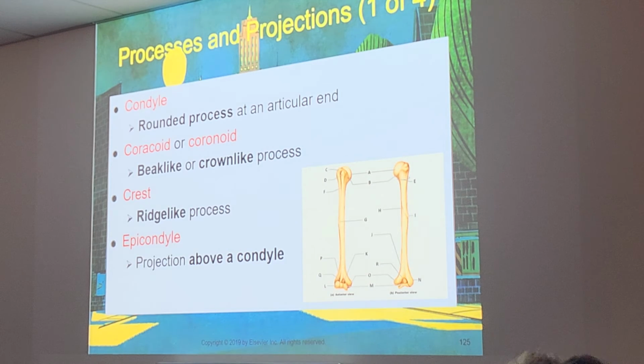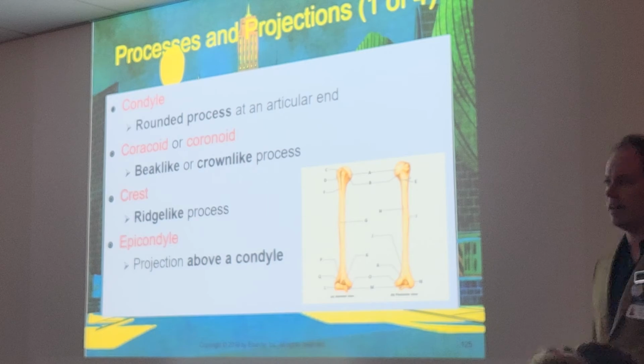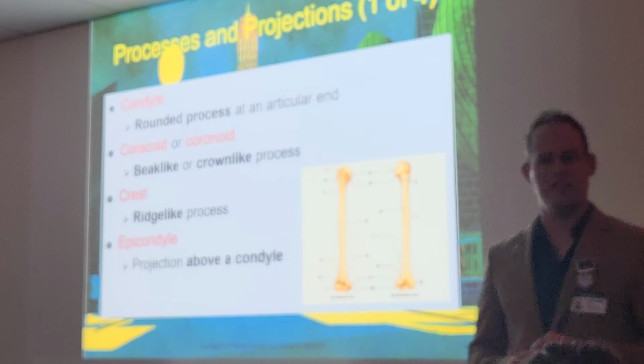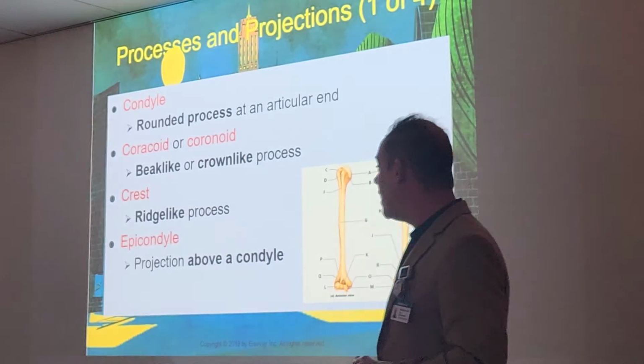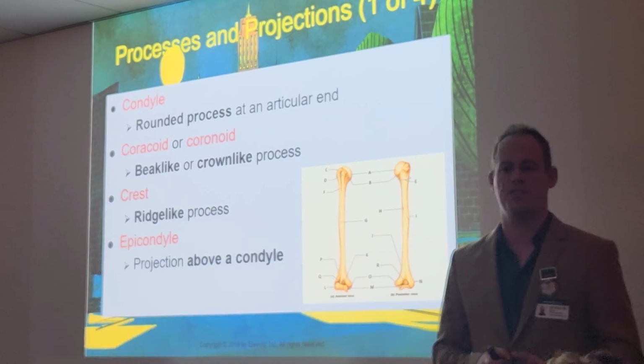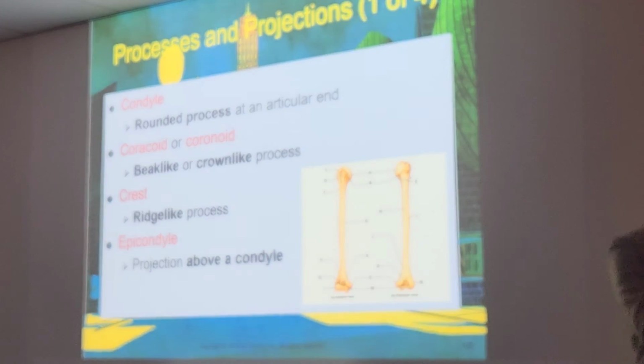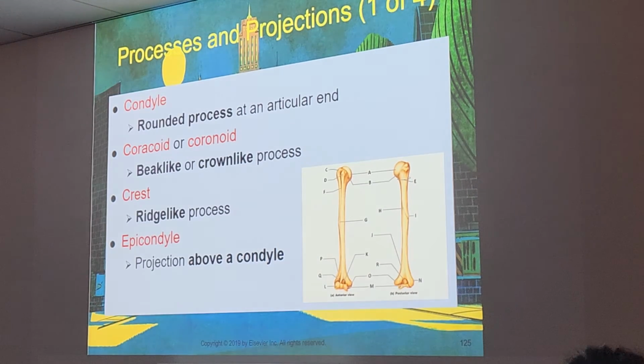Then we have what's called a coracoid or coronoid. These are going to be beak-like, like a bird, beak-like or crown-like process. Now my favorite is the coracoid process found on the scapula. That is right here. And you can actually palpate that on your shoulder.